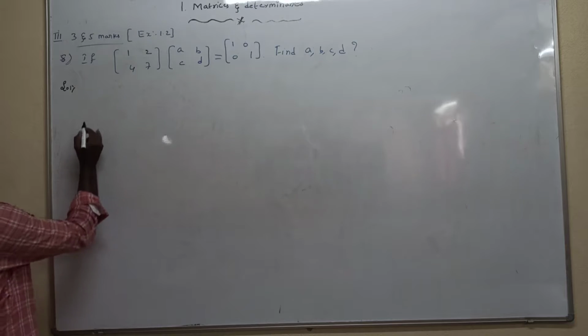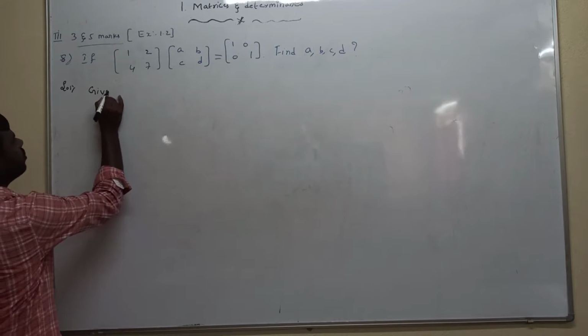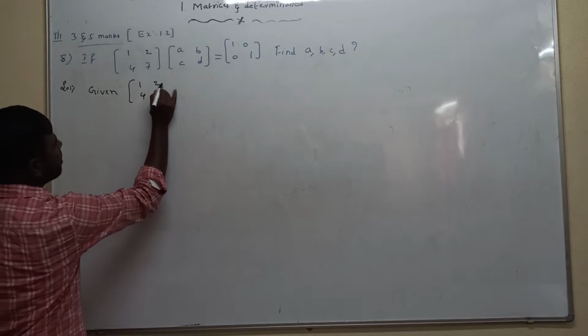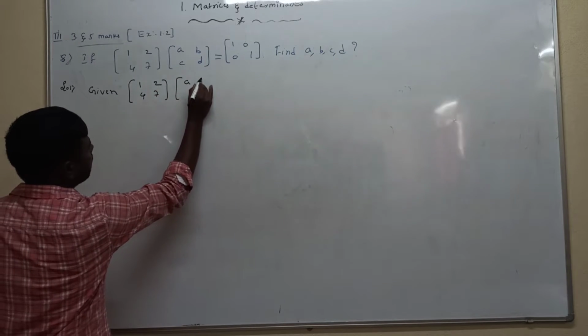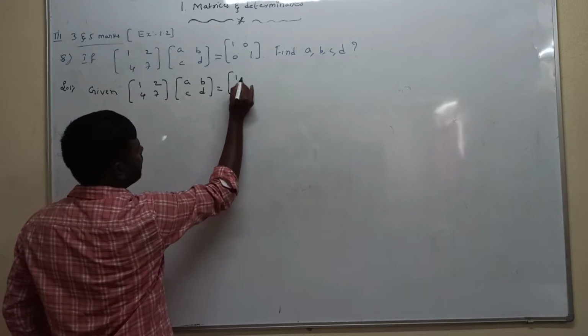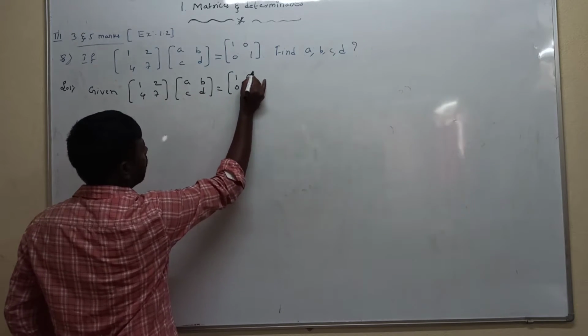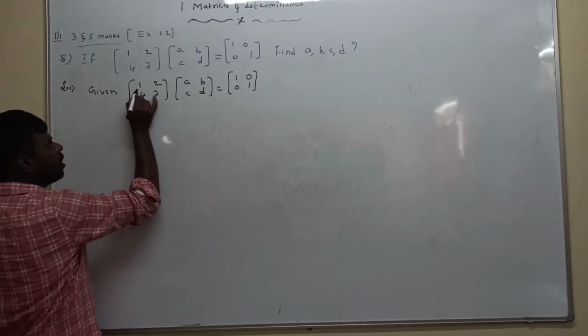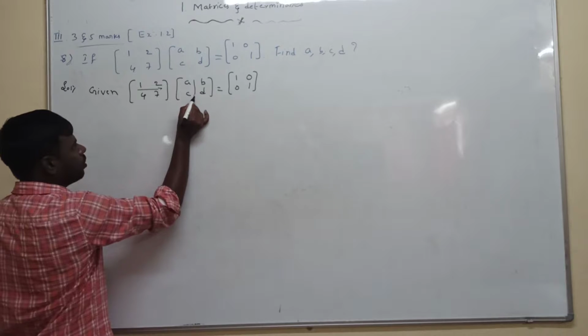Now we are going to the solution. The given matrices, you should write, are 1, 2, 4, 7 times A, B, C, D, which is equal to the identity matrix 1, 0, 0, 1. So we can simplify the left-hand side, the product of those two matrices, starting with the first row and first column.